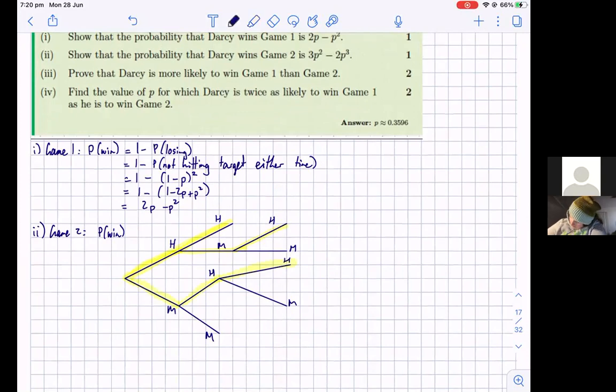So we've got p squared plus p times 1 take p times p again, plus 1 take p for missing the first time, and then p squared for the next one. So we've got p squared plus p squared take p cubed plus p squared take p cubed. So we've got 3 lots of p squared take 2 lots of p cubed.